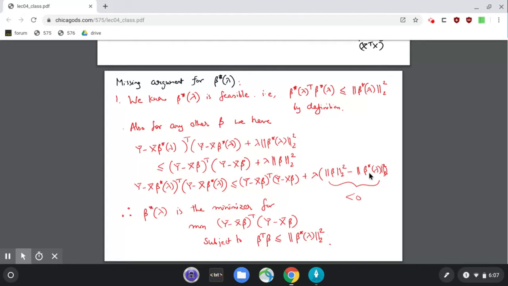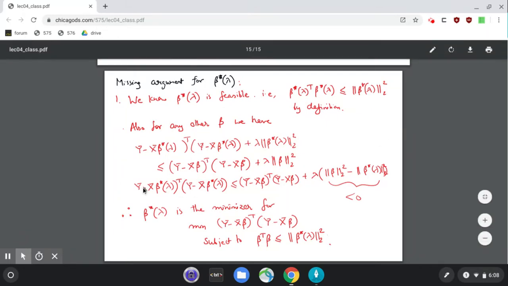But we only know something about beta star lambda: it is the minimizer of the first objective, so for any other beta, the value at beta star lambda is smaller than or equal to the value at that other beta. So now you can just push this term to the right hand side. The square loss, which is the objective of the second problem, is less than or equal to the objective of the first problem plus the term that I pushed to the right hand side.